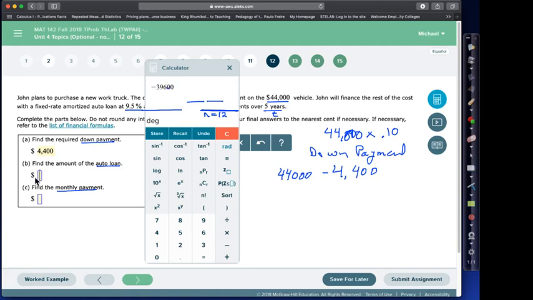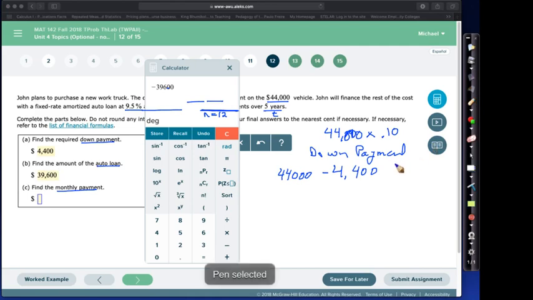So we'll go ahead and just put that in there. 39,600. And we'll write it over here, although we're going to need some space, so we'll probably be getting rid of this anyway. 39,600 is the loan amount, because that's what we need to borrow. We put this much cash down, take it away from the price. This is the amount that we're going to borrow. Okay. And now we just need to find the monthly payment.